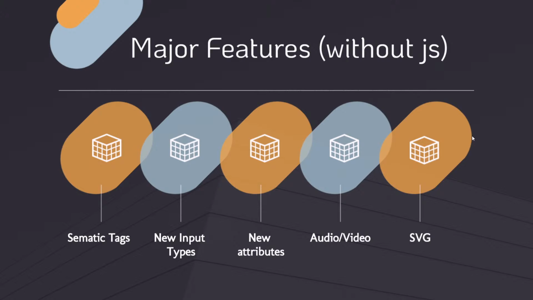Then we also discussed audio and video. Now you don't need to depend on Flash or Silverlight for any audio, video, or animation to be played. You can just work with the audio and video tags out of the box, and we are going to have an in-depth look at working with them. How do you create an audio tag? How do you create a video tag? How do you embed a video in your UI?